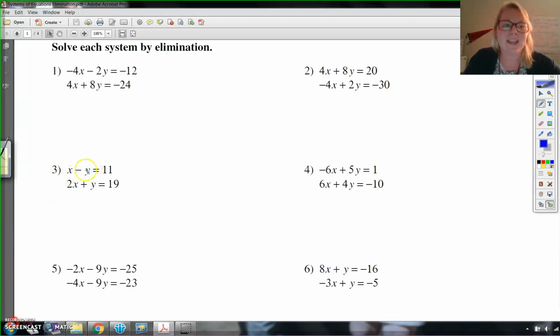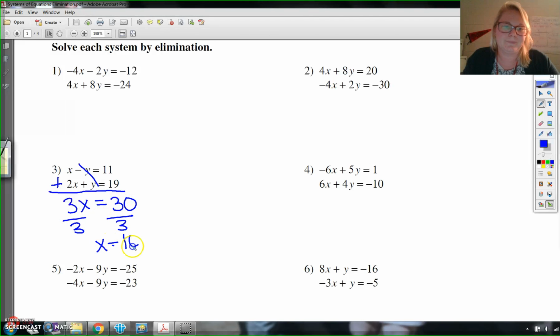So notice my negative y and my positive y will cancel when I add. So I'm going to add them. Notice, does it matter that this is x or y? No, as long as I cancel one. So x plus 2x is 3x. Negative y plus y go away, equals 11 plus 19 is 30. Divide by 3. And x is 10.